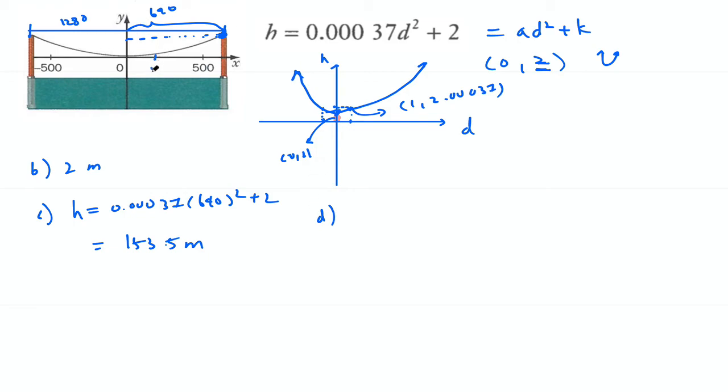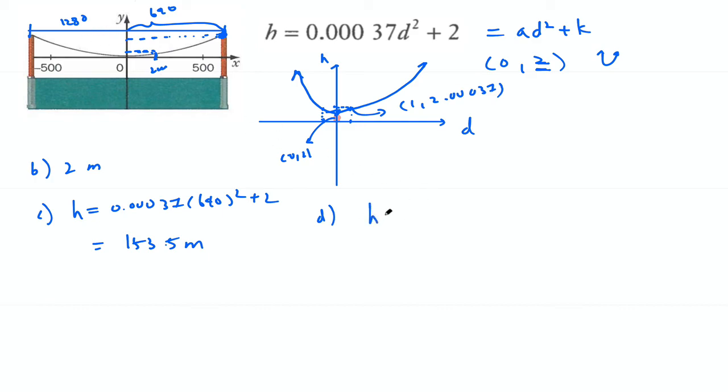Okay. Now for D, at a horizontal distance of 200 meters from the center of the bridge, so that's around here, right, how high is the cable above the road? Okay, so that really is asking for the y value of this cable, right, which we have this equation for, right? This is the height of the cable, right, depending on what the distance is from this point here. Okay, so we just have to plug in for 200, right?